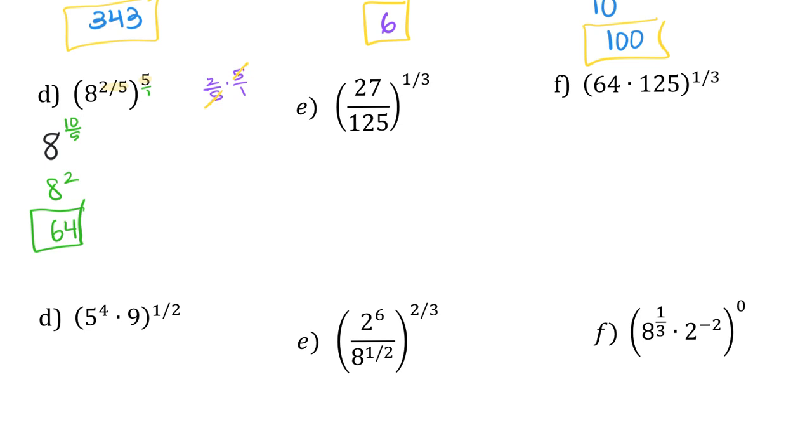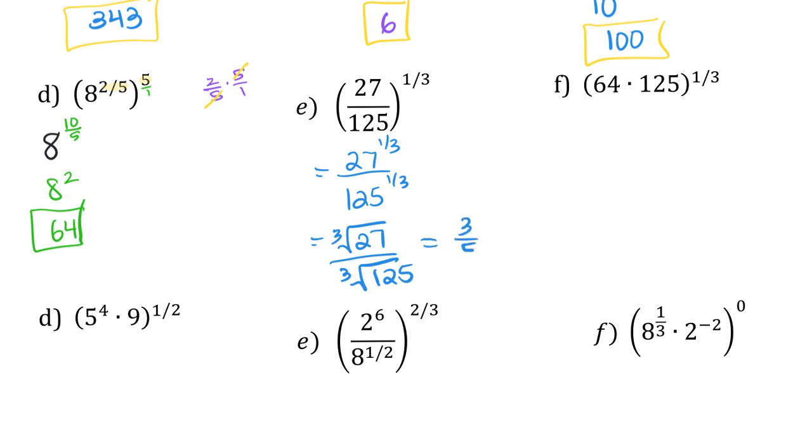Okay, let's distribute the 1/3. So that's 27 to the 1/3 over 125 to the 1/3. Now if these had been divisible, I would have divided them, but they don't divide. So what is 27 to the 1/3? It's the 3rd root of 27 over the 3rd root of 125, which is 3/5.